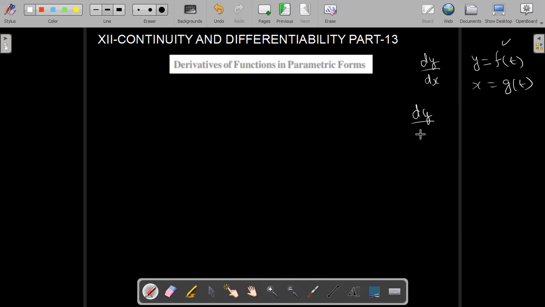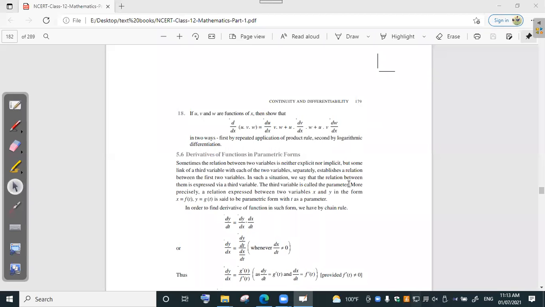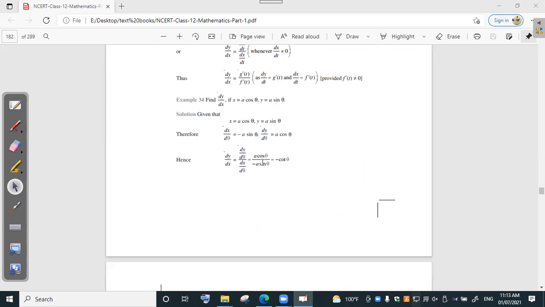The first derivative dy by dx we can easily find out. We can divide by dt, because both are functions of t: dy by dt and dx by dt. Here y is a function of t, so we can put the value of y, whatever the function is given, d by dt of f(t), and d by dt of the function for x. Like this, we can find the first derivative, and how to find the second, I will tell you. Okay, so let's take some questions to find the first derivative.